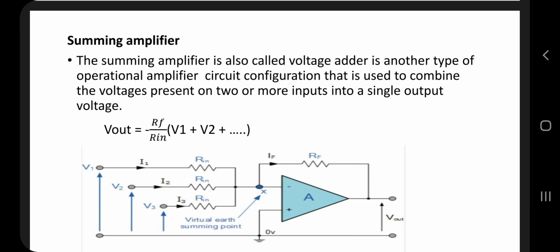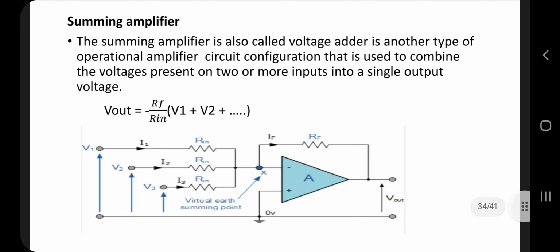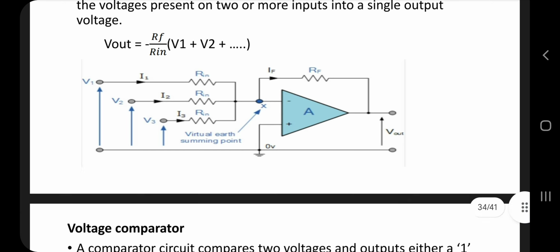What is a summing amplifier? This is a figure showing the summing amplifier. The summing amplifier, also called a voltage adder, is another type of operational amplifier circuit configuration that is used to combine the voltages present on two or more inputs into a single output voltage. Vout equals minus RF divided by Rn times (V1 plus V2 up to Vn).